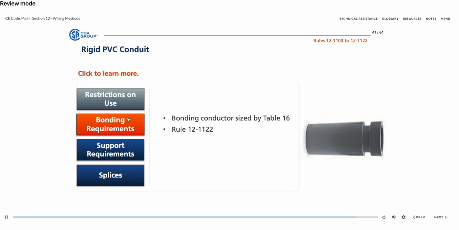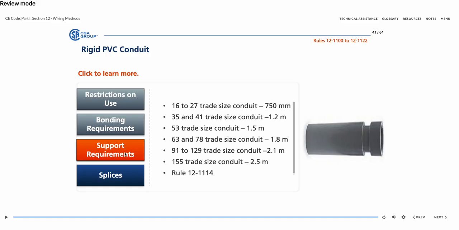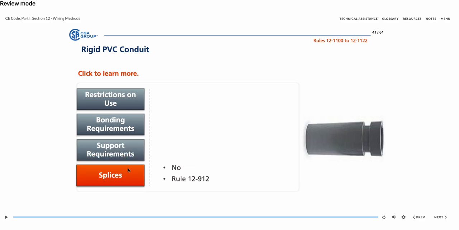Use Table 16 to size bonding conductors. The following is the maximum amount of space between points of support for rigid PVC conduit. Splices are not allowed according to Rule 12-912.